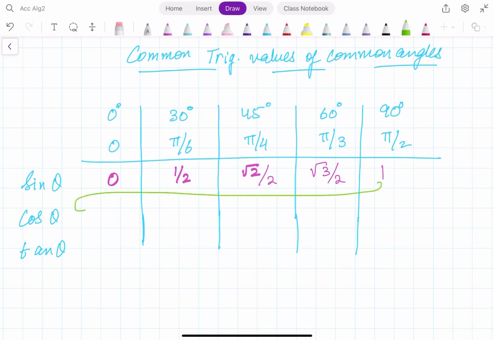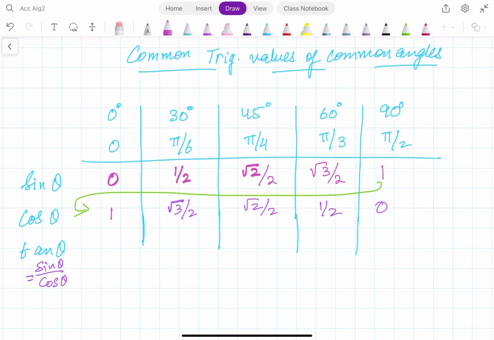Now after this, if I rewrite it backwards, that will become the values for cos theta. We ended sine theta with 1 for 90 degrees. Now start cos theta with 1, and all the values will line up. Now these are the values of cos. Tangent is nothing but sine theta over cos theta, so divide sine theta over cos theta.